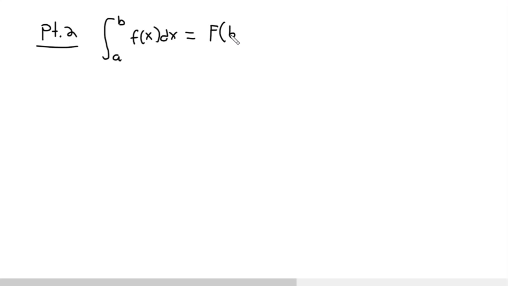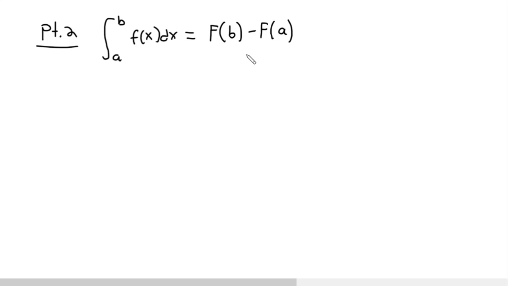So now let's go into part two of the fundamental theorem of calculus, which is extremely important. So part two states this. It essentially states that if I have an integral of f(x) dx running from a to b, that will evaluate to the antiderivative evaluated at b minus the antiderivative evaluated at a.